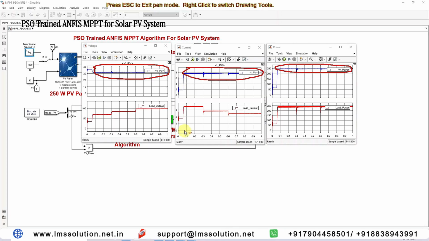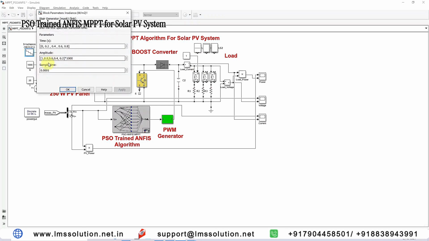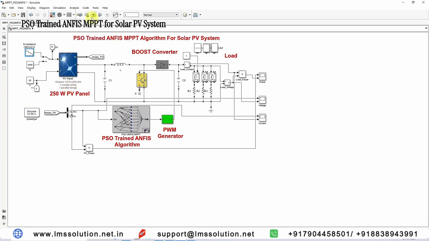So next I'm going to test the same model for a change in irradiation condition. For that I'm going to fix the load here, and then I'm going to vary the irradiation. You can see that I'm going to vary the irradiation every 0.2 second for 1000, 800, 600, 400 and 200. And then I need to check the response of the system.